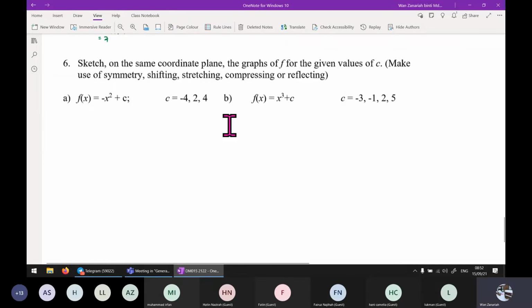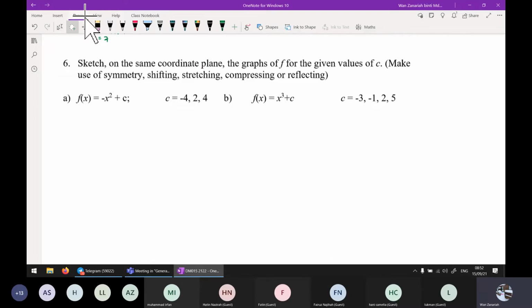Sketch on the same coordinate plane the graph of f for the given value of c. Make use of symmetry, shifting, stretching, compressing, and reflecting. Okay, so we do A. Sketch the basic graph. Which graph is this? Quadratic, it's a sad face. And then the c will keep changing.